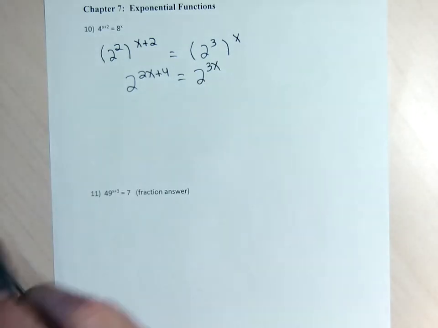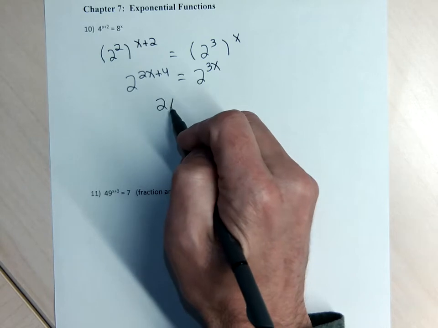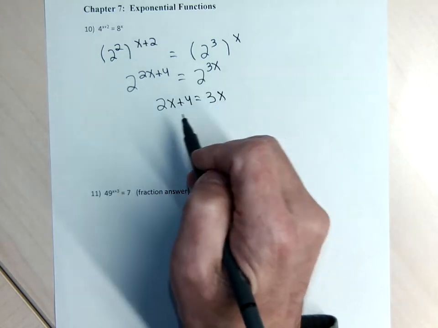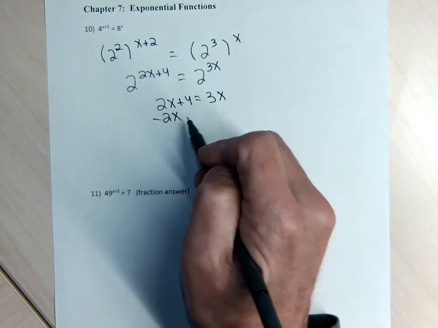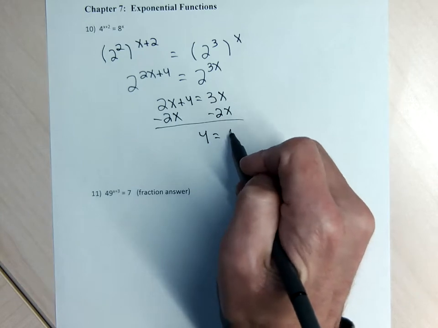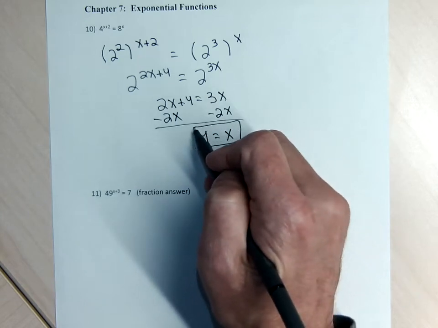Once I get the bases to be equal, I set the exponents equal to each other and I drop the base. And the easiest way to solve this would be to just minus 2x from both sides. And this will give me 4 equal to x for my answer. So it's not a fraction, I'm not going to check it.